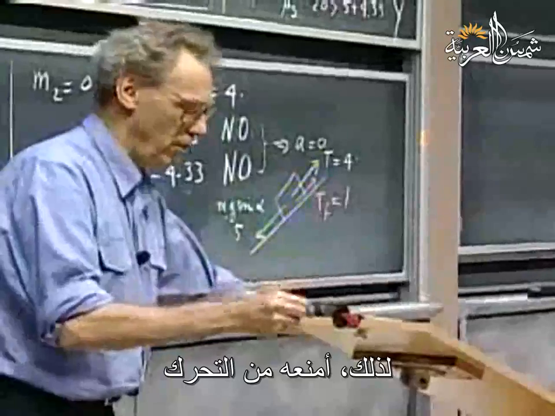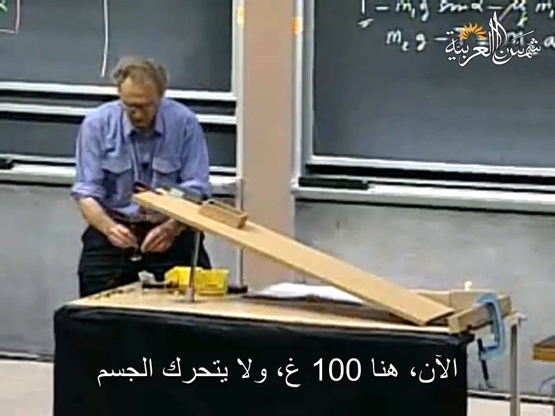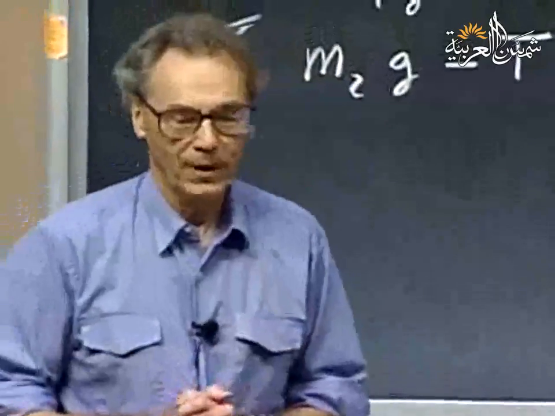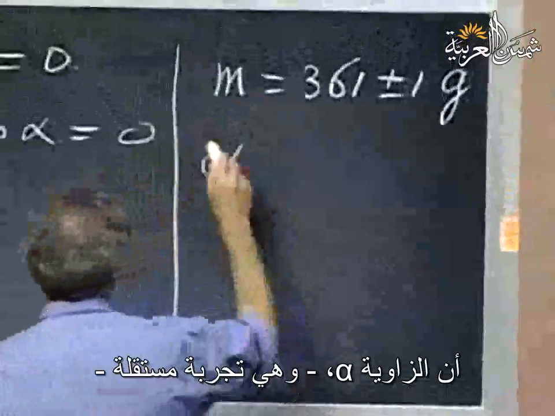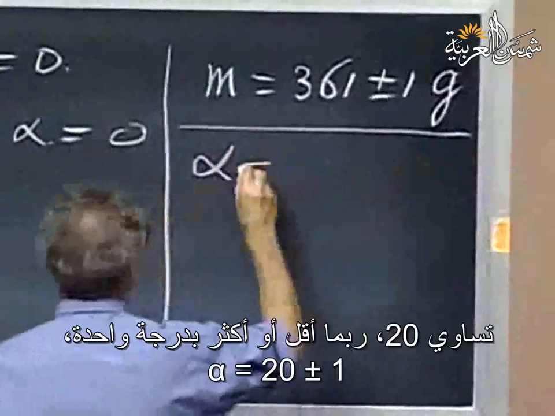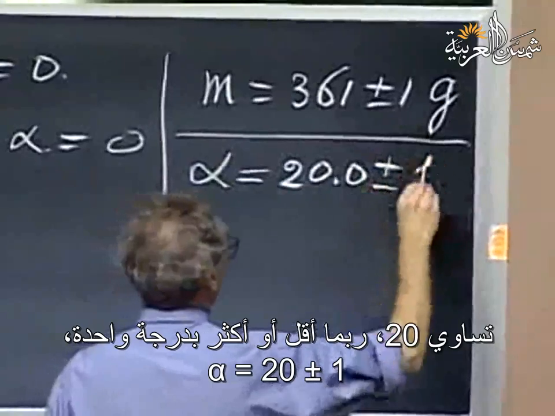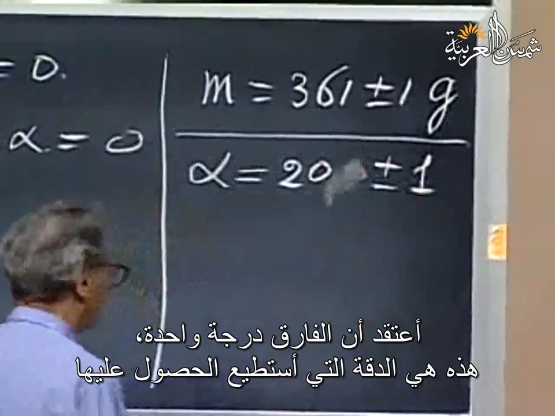So I prevent it from going, and I'm going to put a little weight on here. Now there is 100 grams, and it's not going. It's happy, and it's sitting there. A is 0. That condition isn't met, and this condition isn't met. So now you must write down in your notebook that alpha now, the independent experiment, equals 20.0, maybe plus or minus 1. I think it's about 1 degree accuracy that I can do.